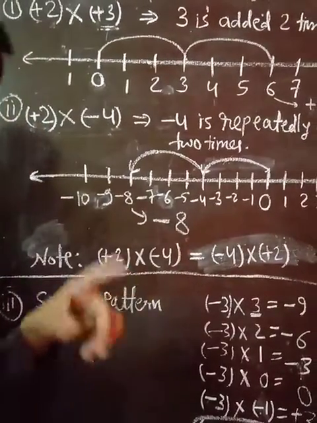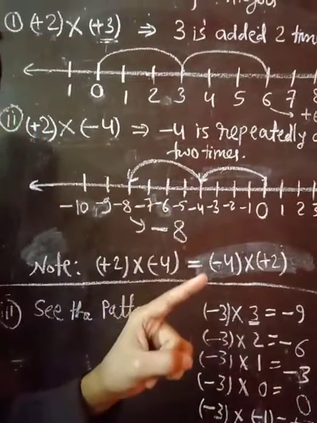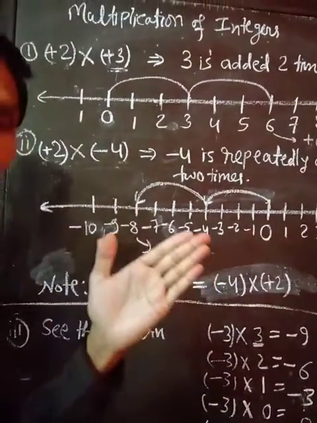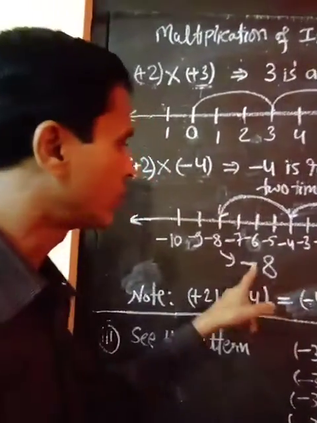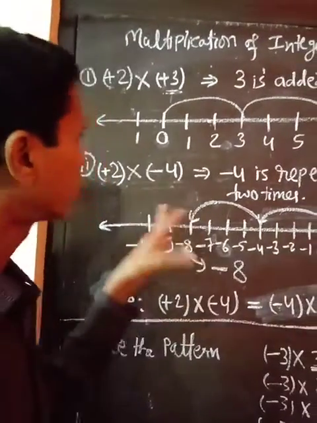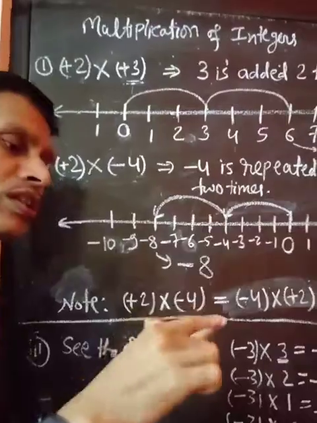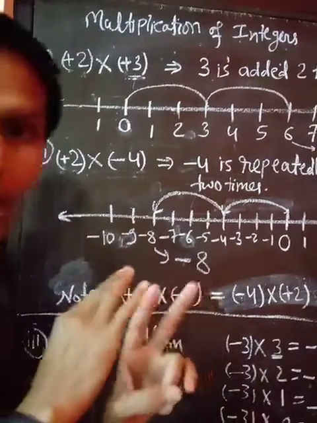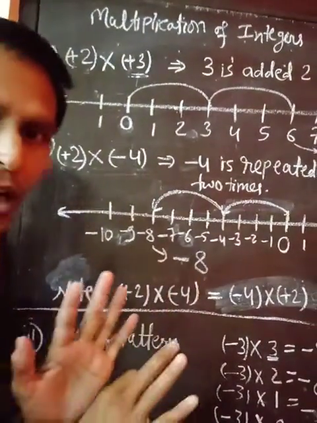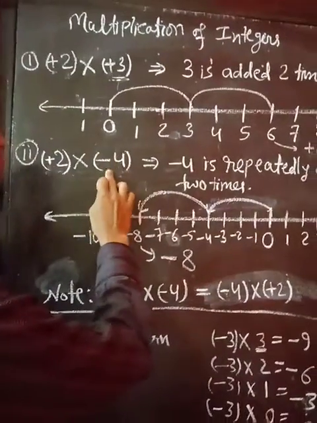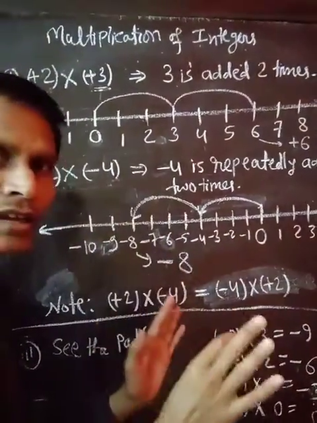So remember, whenever you multiply one positive and one negative number, you will get your answer in negative only. Whether any number is greater or smaller, that is not an issue here. Only one is negative, one is positive means the answer will be negative.